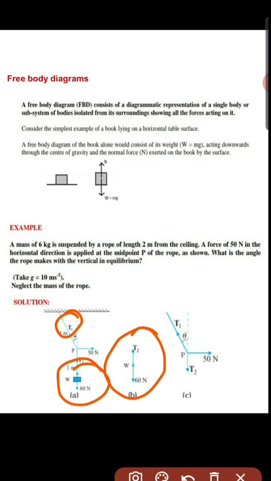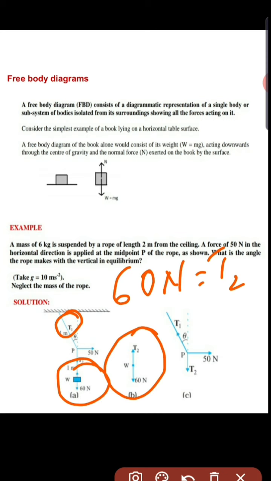Since the 6 kilogram object is in equilibrium, we can write the force equation as 60 Newton is equal to T2. T2 is equal to 60 Newton. This is how we usually write the force equation, by using the concepts of equilibrium. Since the object is in equilibrium, the forces should be balanced, or the net force should be equal to 0. That means downward force should be equal to upward force, that is 60 Newton equal to T2.